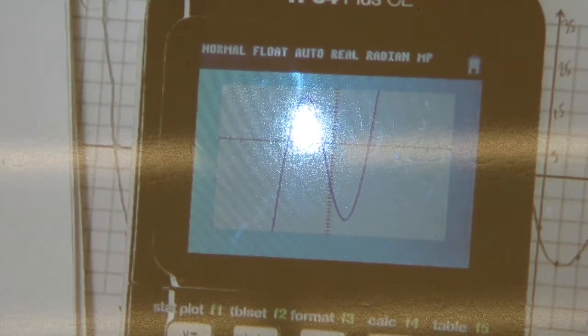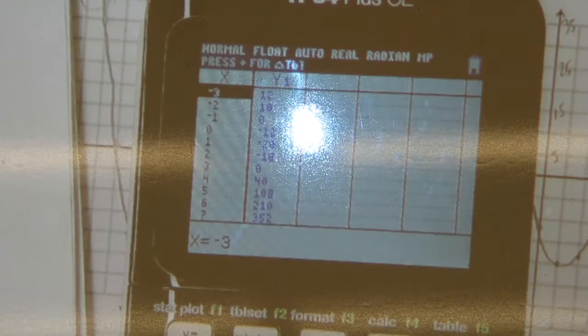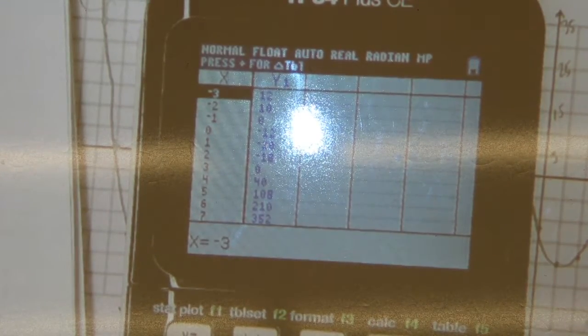All you do is change your window. How do you get a table on this calculator? You hit second table. So if you need a table, there it is. You can get your table on this calculator as well. That's why I bought it.